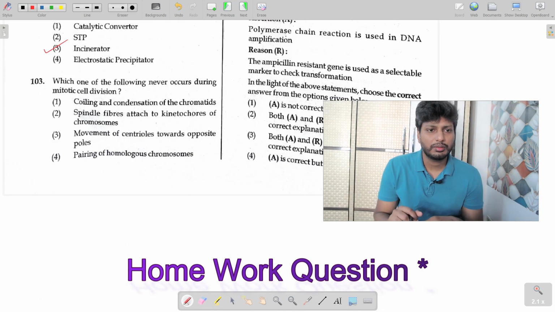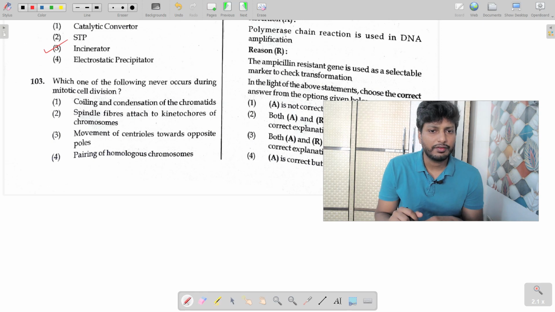So the question number 103, which of the following never occurs during mitotic cell division? Very important, dear students. Cell cycle, that is the chapter number. So very important chapter, cell cycle and cell division. Again from 11th standard NCERT. The question is, which one of the following never occurs during mitotic cell division?